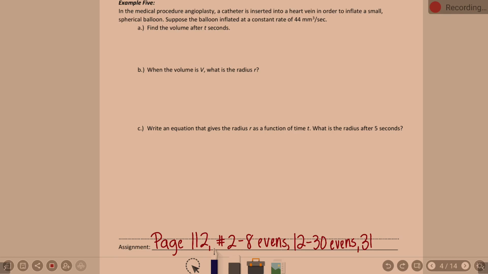I believe this problem maybe matches up with 31 in homework. I don't remember. So, in the medical procedure angioplasty, a catheter is inserted into a heart vein in order to inflate a small spherical balloon. Suppose the balloon inflated at a constant rate of 44 cubic millimeters per second. We're going to start by finding the volume after t seconds.